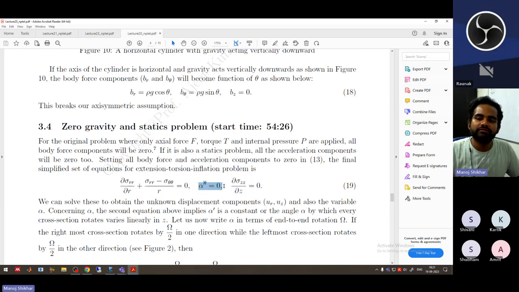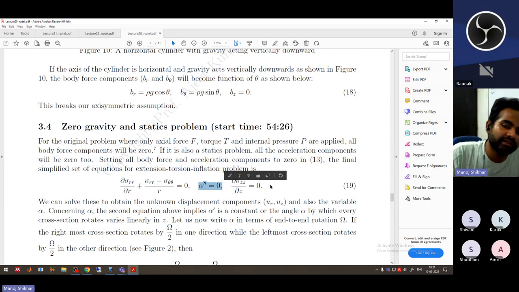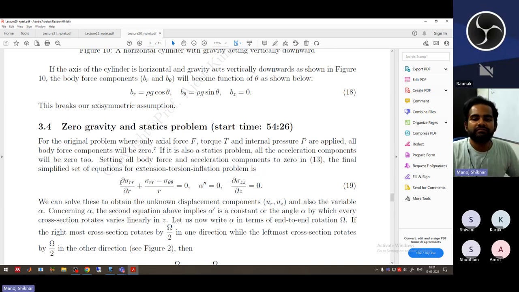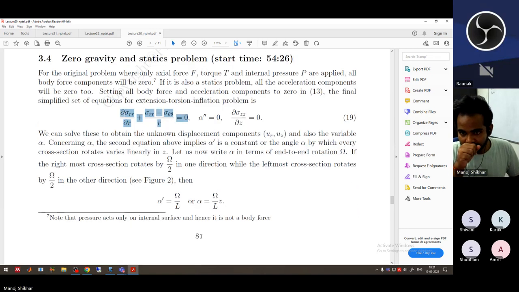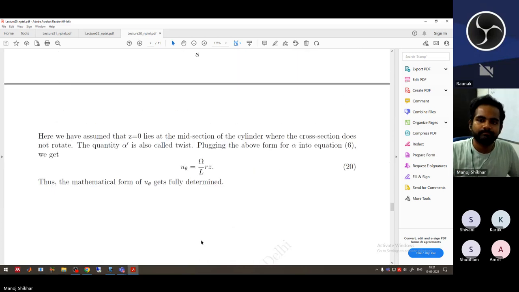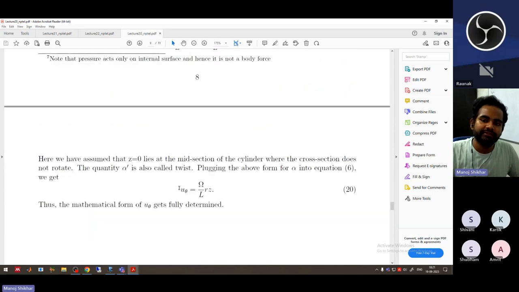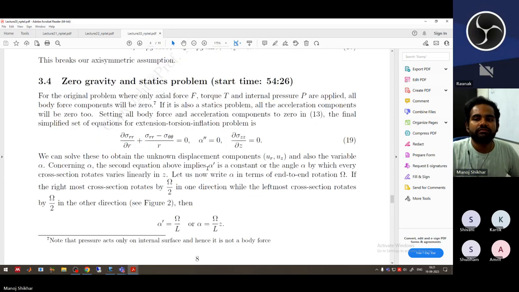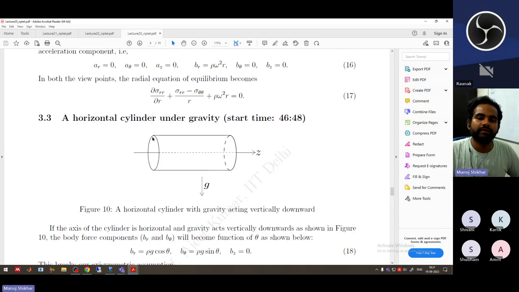Alpha double prime is 0. Okay. So this is what we get from the equilibrium equation in the theta direction. And this is the equation we get in the radial direction. For this case, we get u theta equal to omega by L into Rz, where omega is the total rotation. So suppose if this end is rotated by omega by 2 and this is rotated by minus omega by 2, then the total rotation is what? Omega.